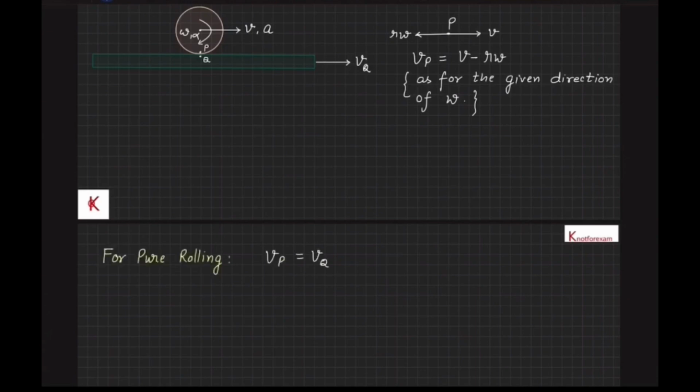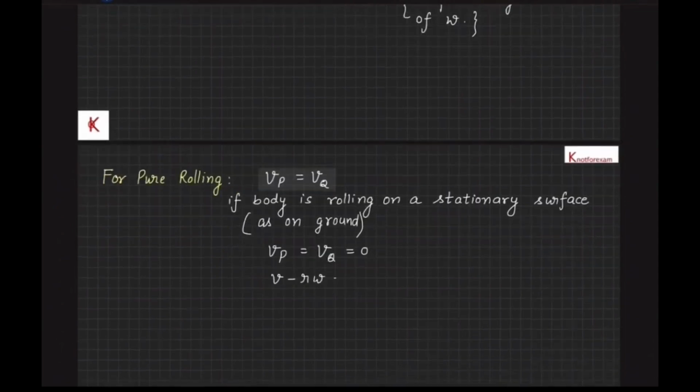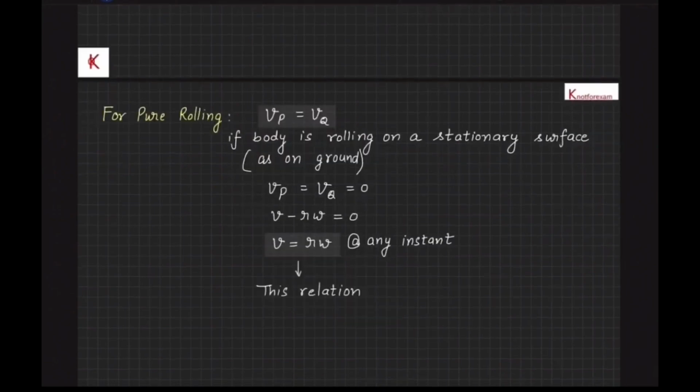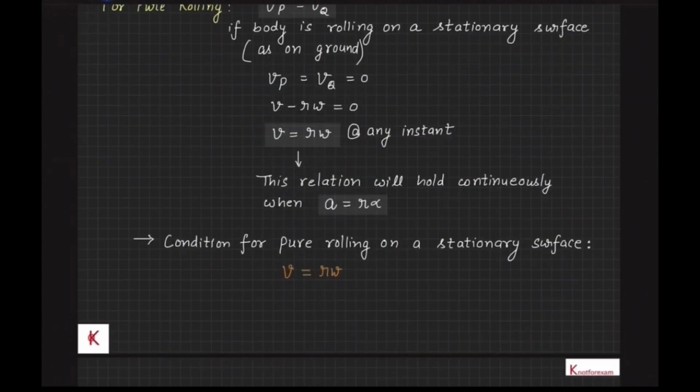Now in this case for pure rolling, Vp is equal to Vq, and if body is rolling on a stationary surface, for example ground, then Vp will be equal to 0 or v is equal to r omega at any instant. Also this relation should hold continuously, and this is possible when a is equal to r alpha. So condition for pure rolling on a stationary surface is v is equal to r omega at any instant.